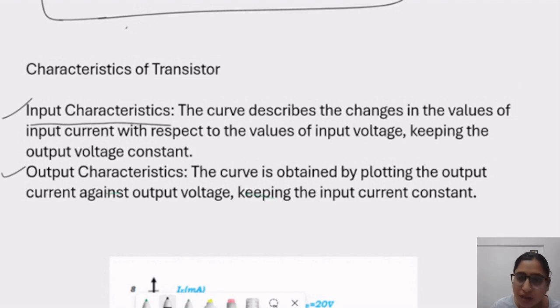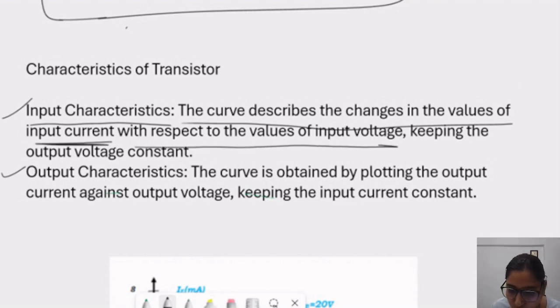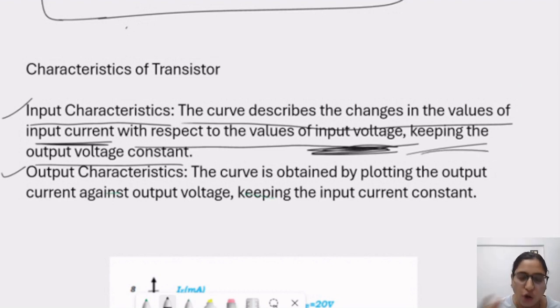So in input characteristics, what happens? The curve describes the change in values of input current with respect to values of input voltage, keeping the output voltage constant. So here input voltage is varying. Input voltage is nothing but VEE or emitter biasing voltage, and keeping the output voltage which is VCC or collector biasing voltage at a constant rate.